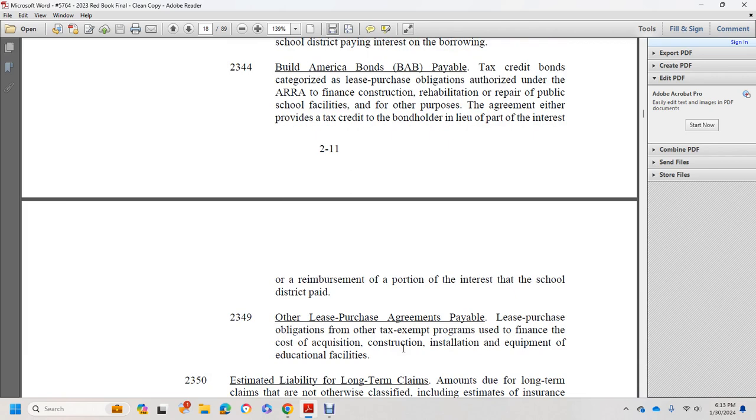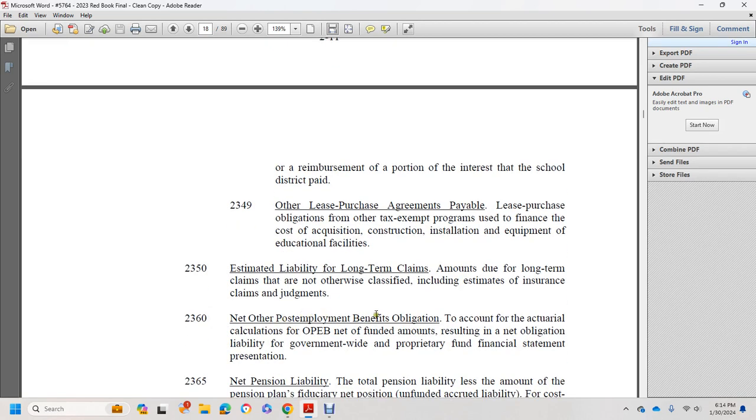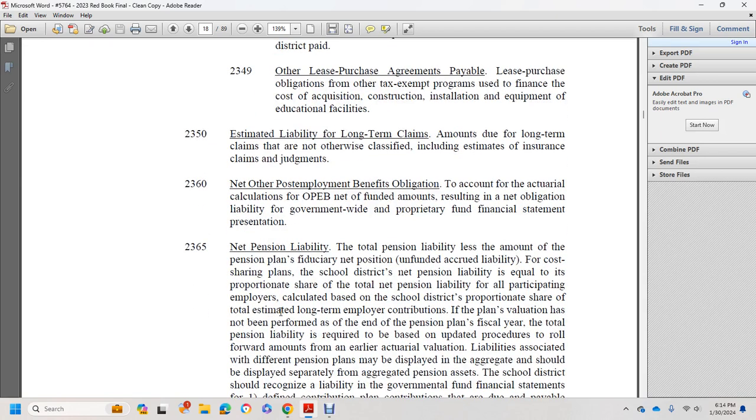2349 Other lease purchase agreements payable: lease purchase obligations from other tax-exempt programs used to finance the cost of acquisition, construction, installation and equipping of educational facilities. 2350 Estimated liability for long-term claims: amounts due for long-term claims not otherwise classified, including estimates of insurance claims and judgments. 2360 Other post-employment benefits: the obligation accounted for with the accrual calculation of OPEB, net of funded amounts, resulting in the net obligation liability in the government-wide and proprietary fund financial statement presentation. 2365 Net pension liability: the total pension liability less the amount of the pension plan's fiduciary net position, the unfunded accrued liability for the cost-sharing plan.